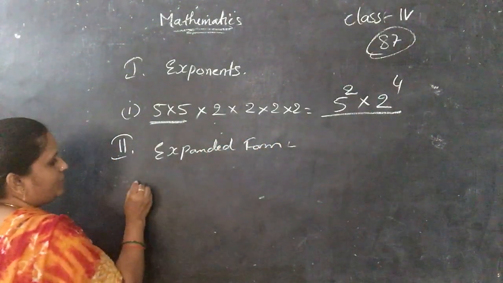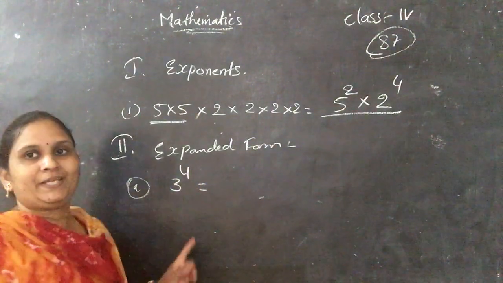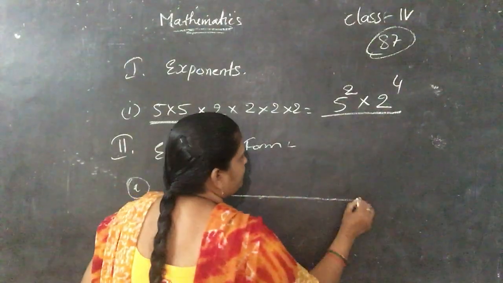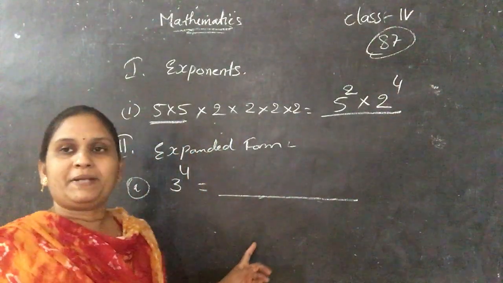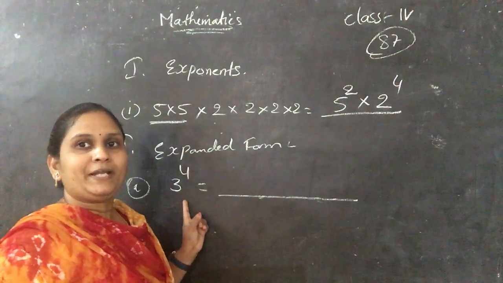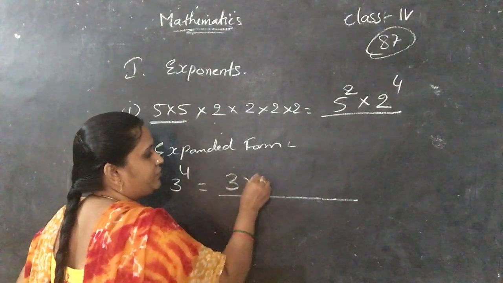Okay, first one, 3 to the power of 4. How to read this? 3 to the power of 4. So, how to write an expanded form? First, which number is repeated? Which is the base number here? 3. How many times is it repeated? 4 times. It means 3 has to be written 4 times.